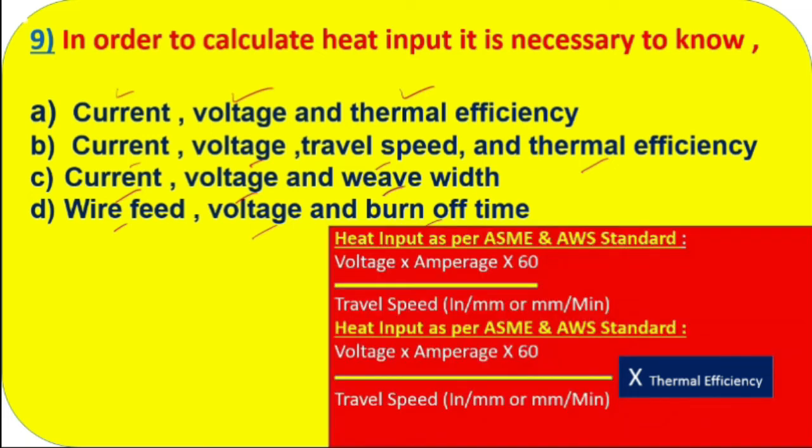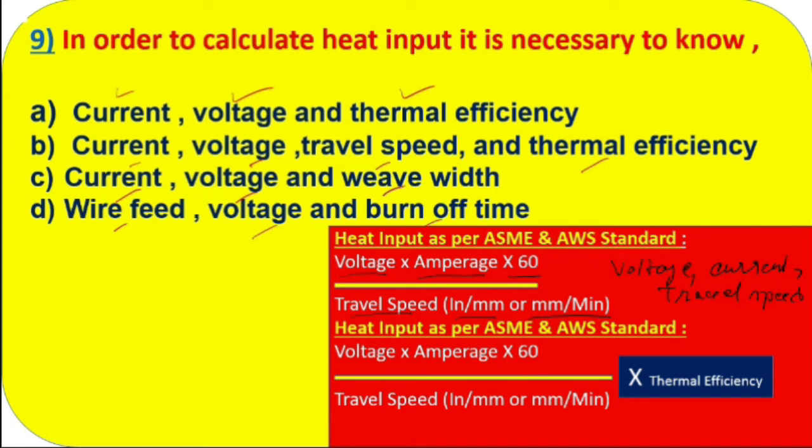So this is the explanation. If you go to heat input as per ASME and AWS standard, you can see the voltage into amperage into 60 divided by travel speed in inch per minute or mm per minute. This is called the heat input as per ASME. So what is the requirement? Voltage, amperage, which means current, and the travel speed. This is for the ASME or AWS standard.